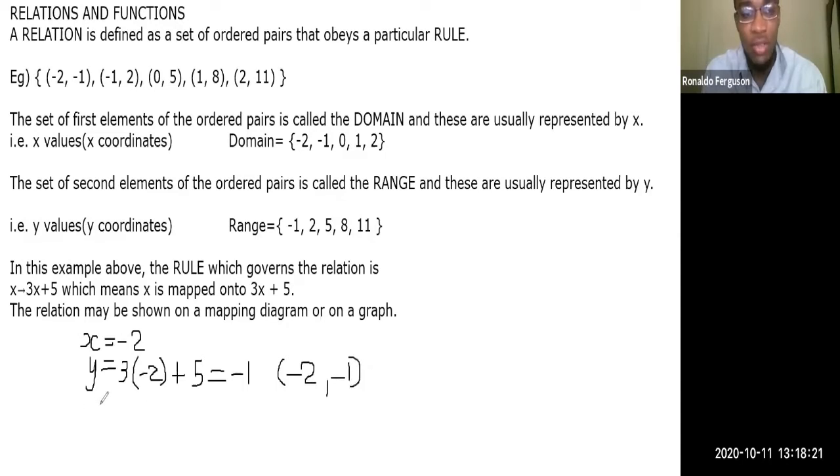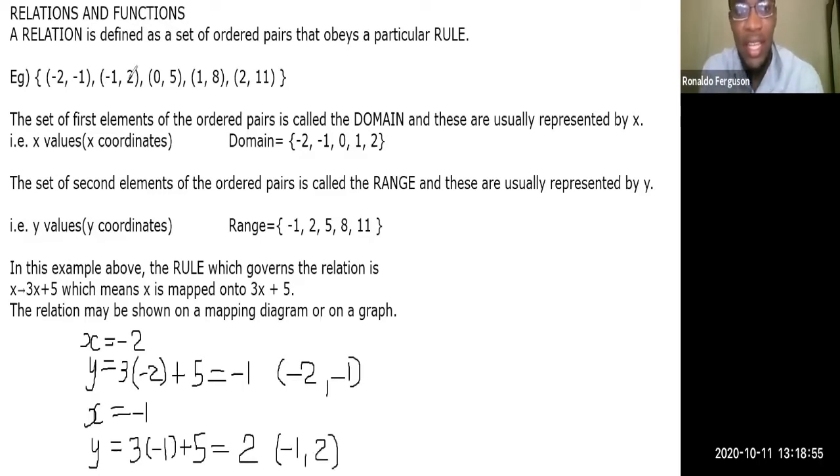You can go further now to when x is -1. When x is -1, y is going to be equal to 3 times that -1, and then you add 5. 3 times -1 plus 5. And what we get is -3 plus 5, which is 2. And so we can say that our ordered pair right here is (-1, 2), which is up there.